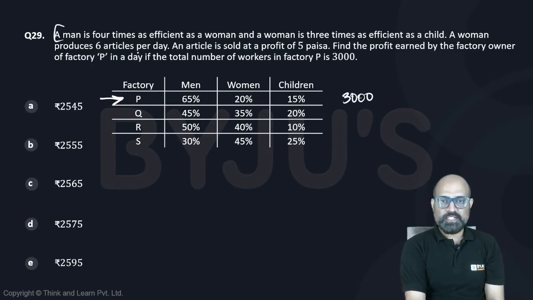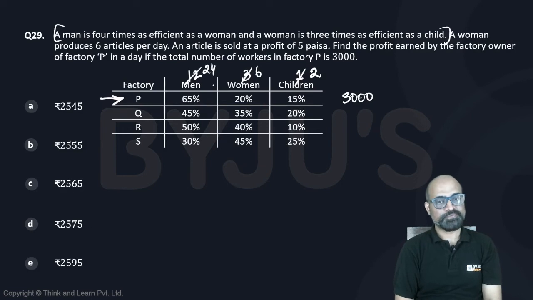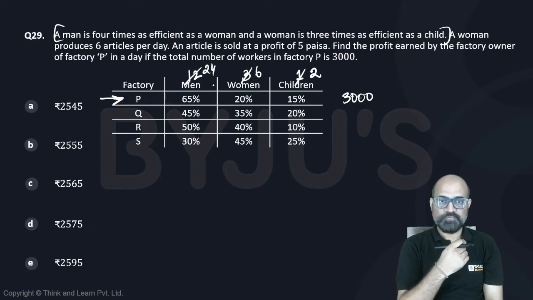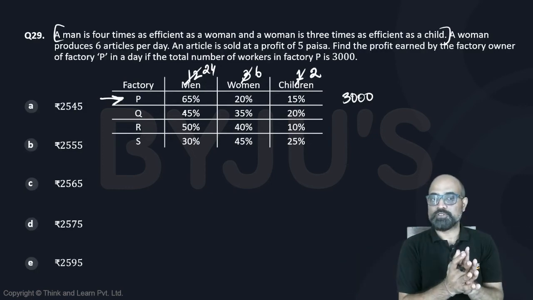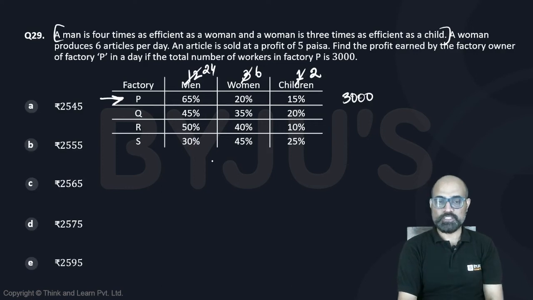So this relation that is given, so we will say a child is, let's say, 1, then woman is 3 times, and man is 4 times of woman. So this is 12. Now, if woman produces 6 articles, a child will produce half of that and a man is going to produce double of that. So how much profit is he going to make? It's going to depend on how many men there are, because the weightages are different, right? So we can't straight away add 24 and 6 and 2. That won't give us the answer.